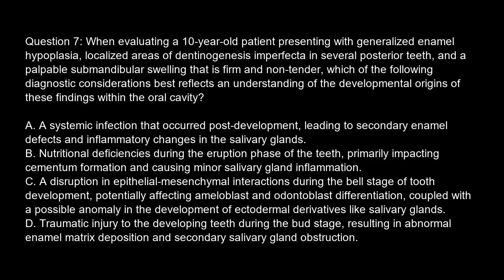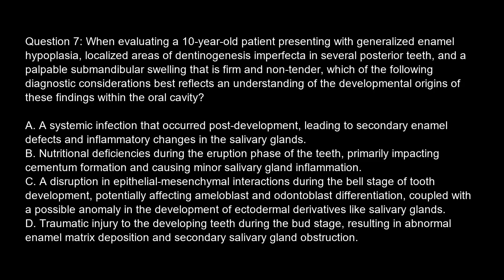A systemic infection that occurred post-development, leading to secondary enamel defects and inflammatory changes in the salivary glands. Option B, nutritional deficiencies during the eruption phase of the teeth, primarily impacting cementum formation and causing minor salivary gland inflammation. Option C, a disruption in epithelial-mesenchymal interactions during the Bell stage of tooth development, potentially affecting ameloblast and odontoblast differentiation, coupled with a possible anomaly in the development of ectodermal derivatives like salivary glands.